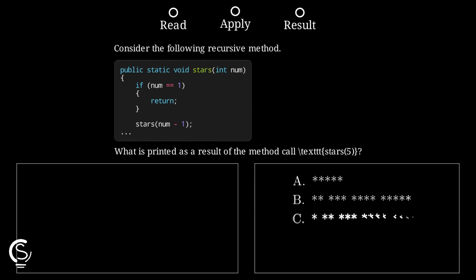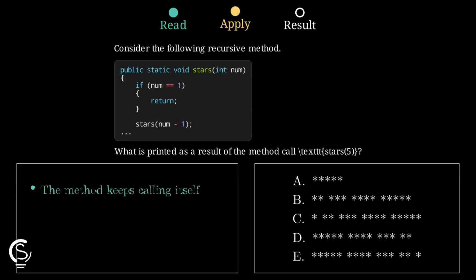The method calls itself with num-1 before printing anything. This means the program keeps diving deeper into the recursion until num finally equals 1, where it hits the base case. Once num equals 1, the method returns without printing.